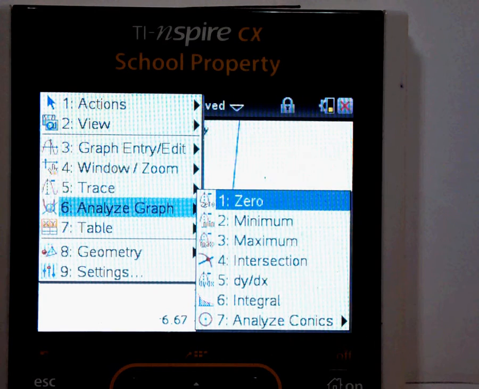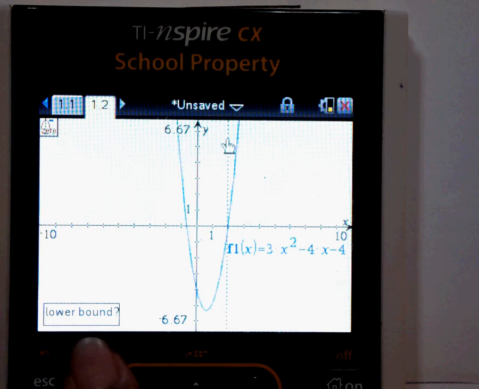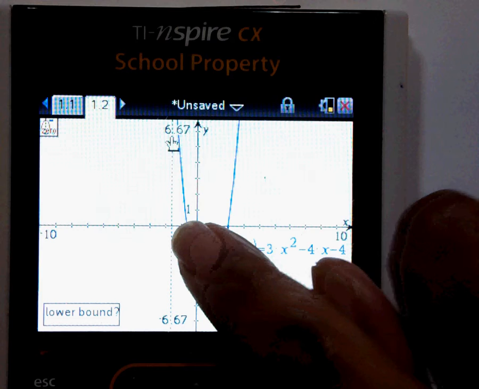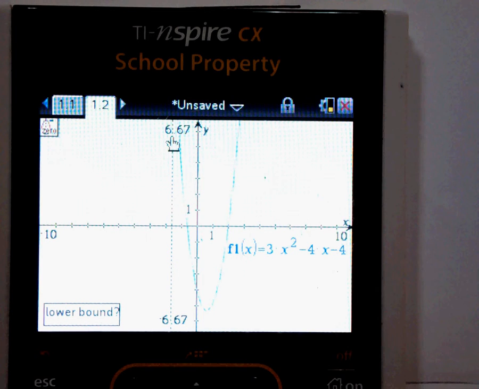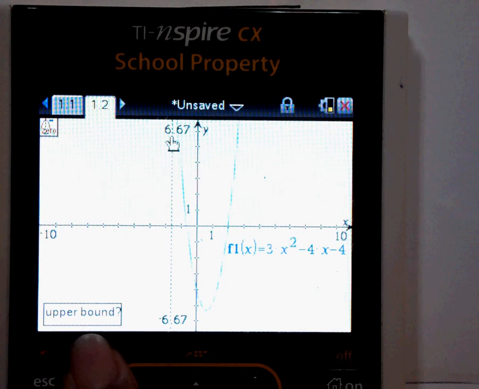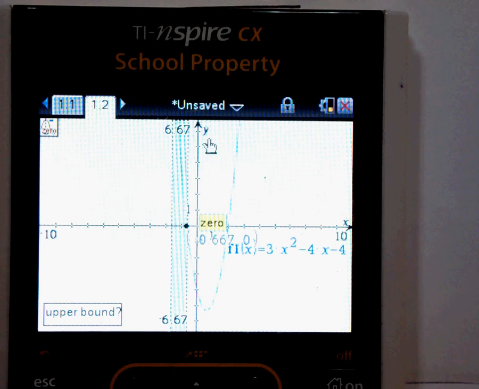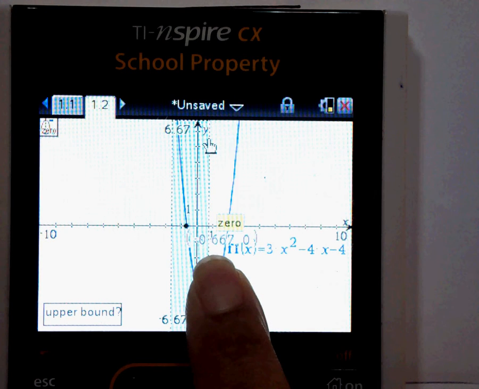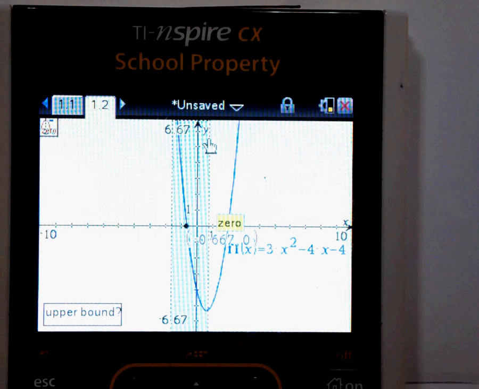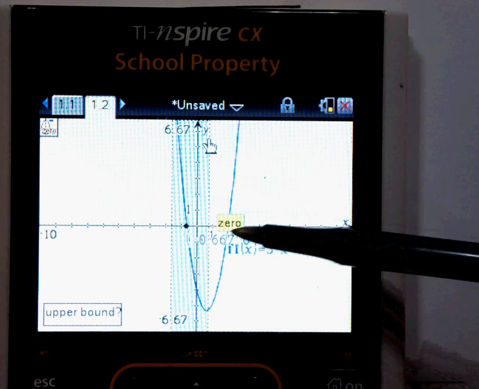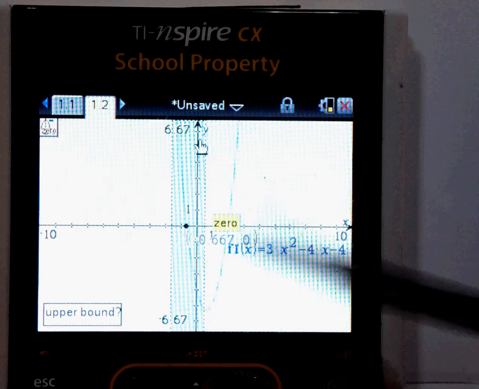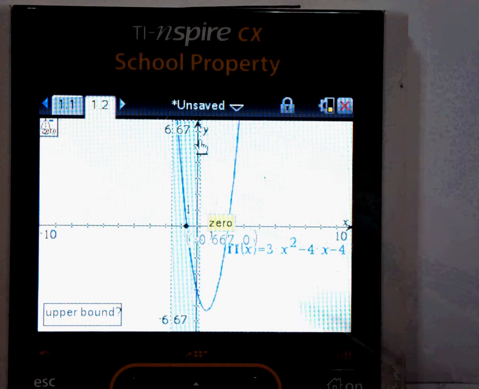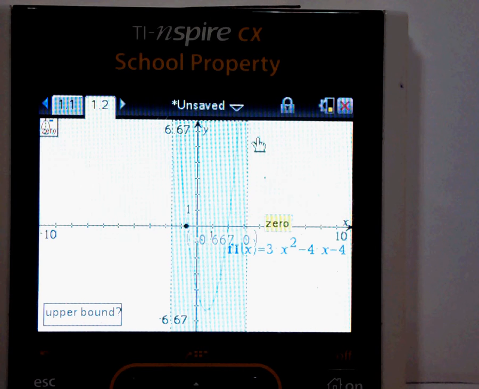So anyway, I press enter, and it says lower bound, so that just means take the dotted line and go to the left of the first 0. Press enter, it changes to upper bound, and scroll over and you will see there the answer is -0.667. That's -2 thirds. Now because the other 0 is over here on the right side of the y-axis, it'll show me if I keep scrolling.